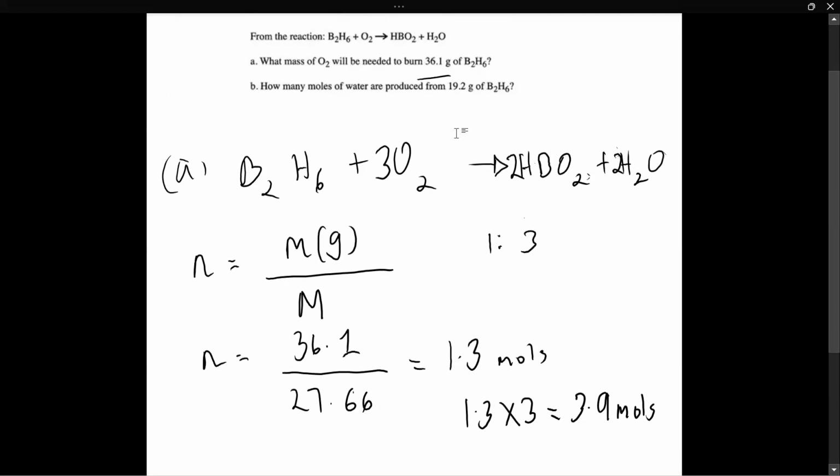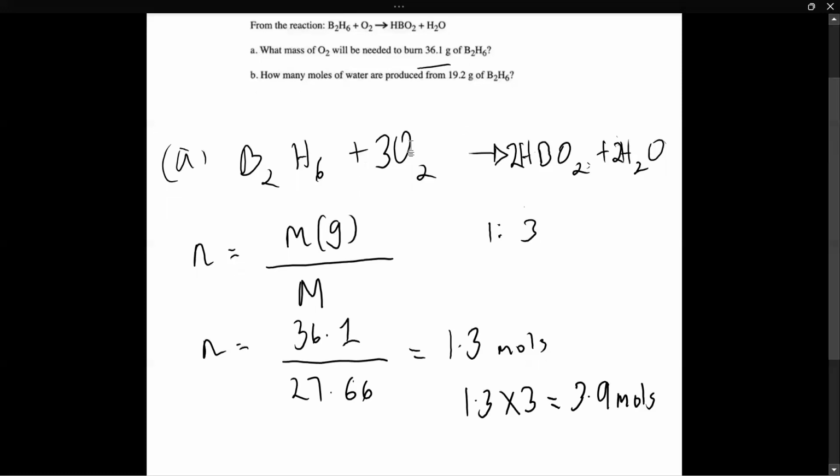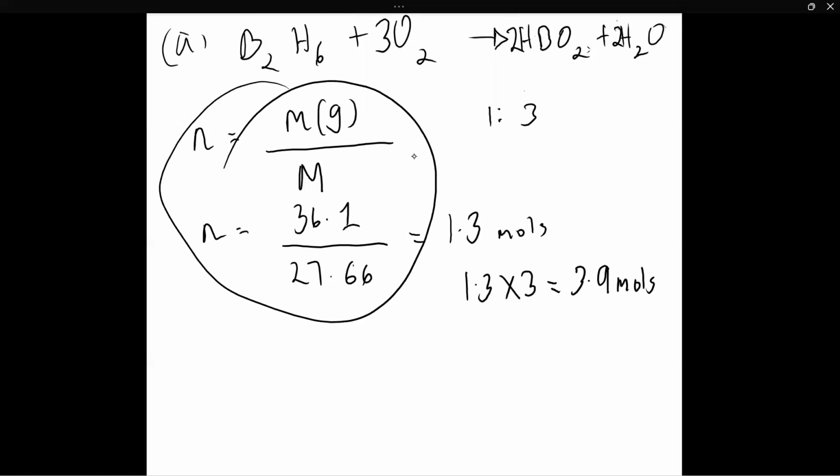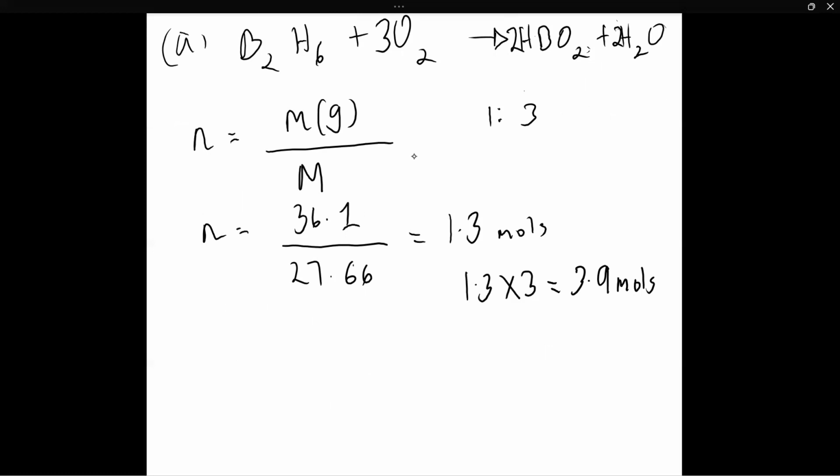And 1.3 moles is the same as 36.1 grams. But we can't use grams directly because moles is the unit, not grams. Grams is not going to give you an accurate answer. So don't try to use grams to calculate the mass, okay? Use moles. So we need 3.9 moles of oxygen. Now we can use the same formula to find out how many grams of oxygen we need.